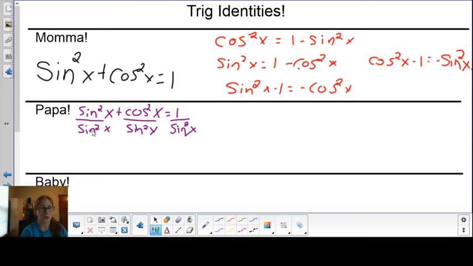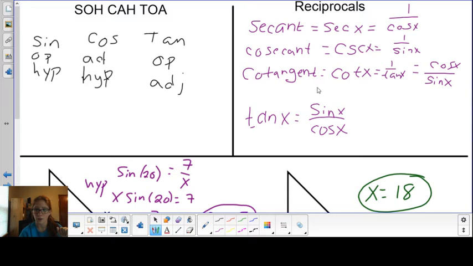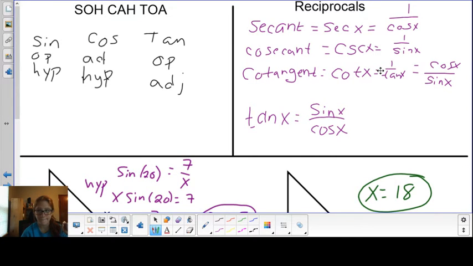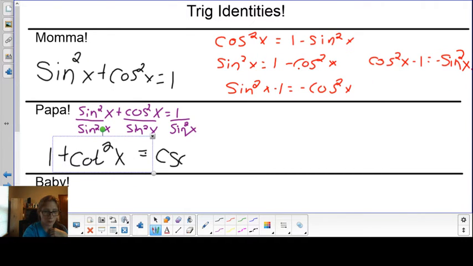Well, I have sine squared over sine squared. It's like saying 3 over 3. What is that going to be? Good, it's just 1. Cosine over sine, well, just ignore the squared part for a second. Let's look at what cosine over sine was. Cosine over sine, well, that was cotangent. So now I'm going to have 1 plus cotangent, and it's going to be squared since they were both squared. What about 1 over sine? What was 1 over sine? Ooh, that was cosecant. So your papa is your mama divided by sine squared.